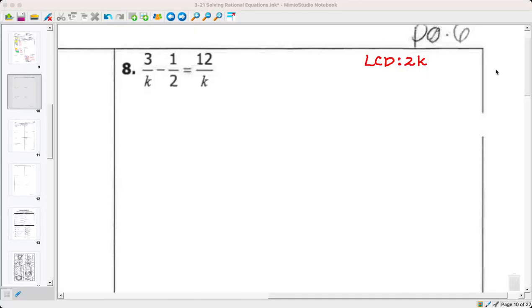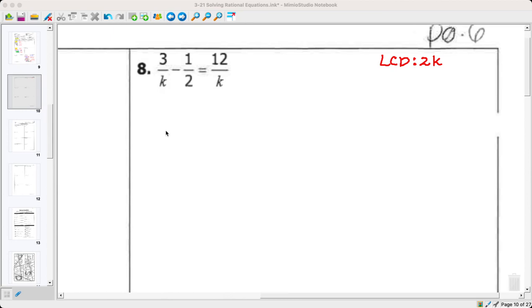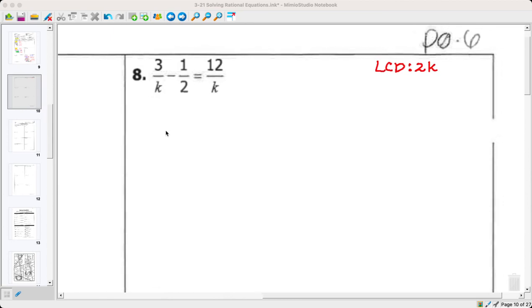All right, let's look at number 8. We want to go ahead and find our least common denominator. Looking at the numbers I have here, we know it's going to be 2k. And so for our least common denominator to be 2k, that means we're going to rewrite all of these fractions with the denominator of 2k.